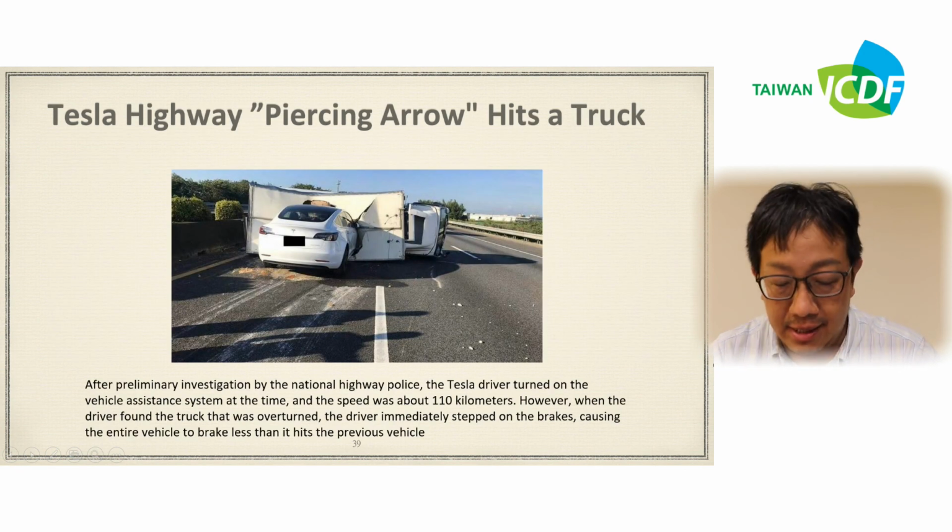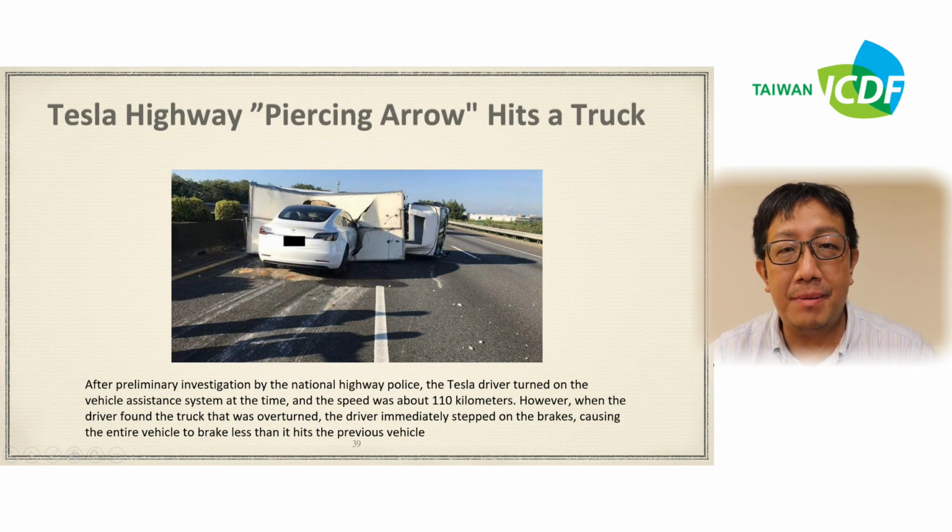Here we have an example. The Tesla on the highway pierces into a truck. After some preliminary investigation by the National Highway Police, the Tesla driver had turned on the vehicle assistance system. The speed was about 110 kilometers per hour. However, when the driver found the truck, it was overturned. The driver immediately stepped on the brakes, causing the entire vehicle to brake, but it still hit the vehicle ahead.